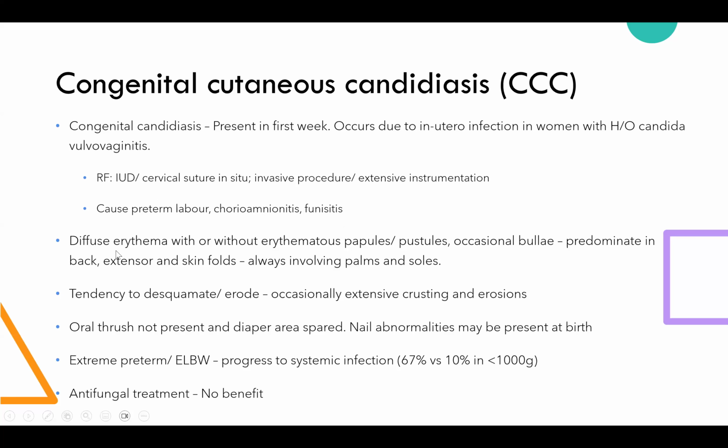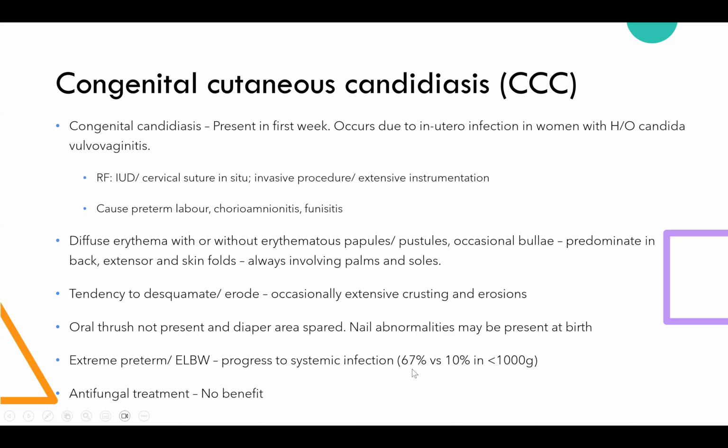It usually presents as a skin lesion with diffuse erythema with or without erythematous papules or pustules, occasional bulla, predominating in the back, extensor and skin folds. However, it always involves the palms and soles. Nail abnormalities can also be present at birth, presenting as onychomycosis. In extreme preterm and ELBW babies, this congenital cutaneous candidiasis can progress to systemic infection.